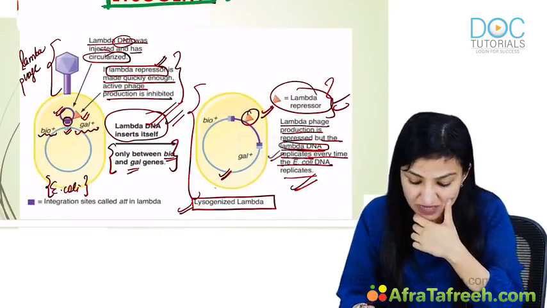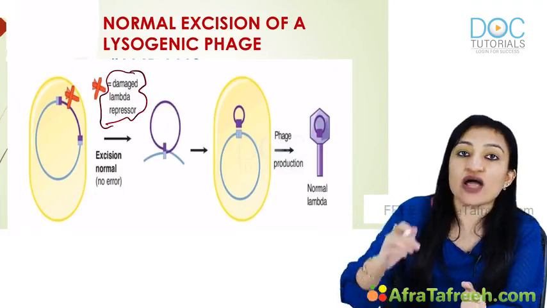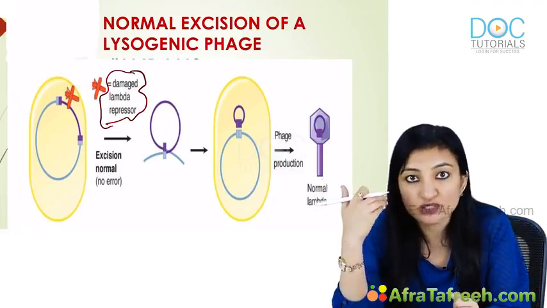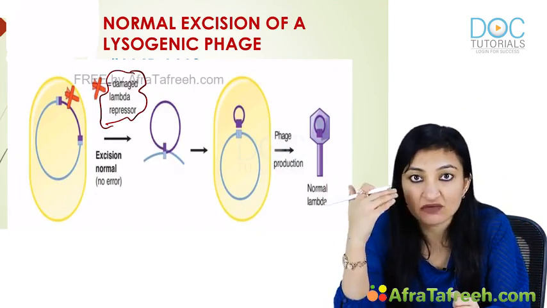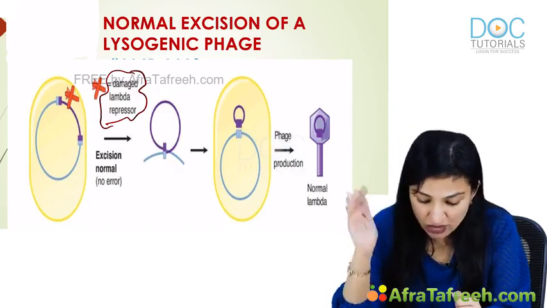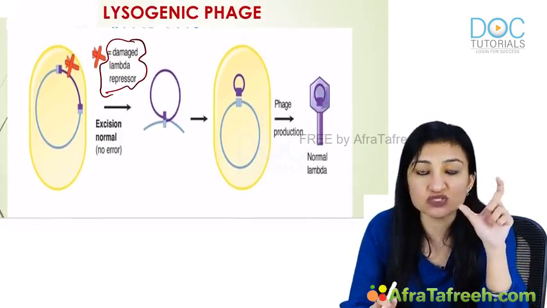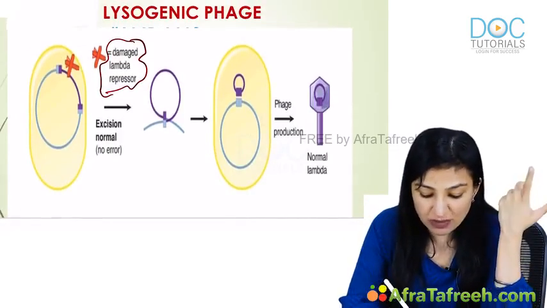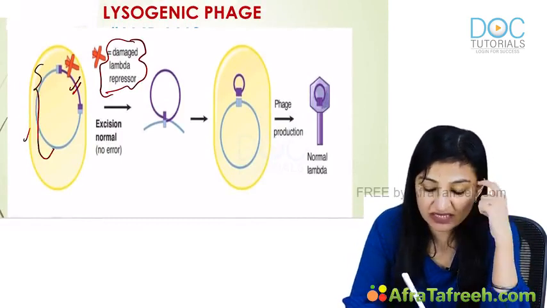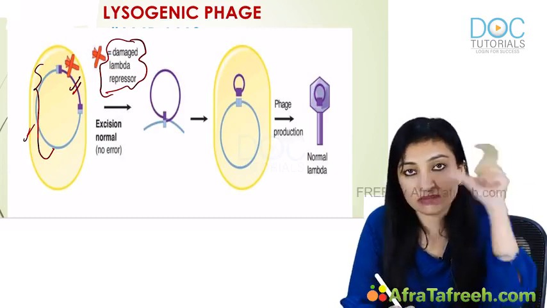Now let us say that the lambda repressor gets damaged. As the name says, lambda repressor, when this repressor is not there, it is not going to repress lambda, so lambda phage multiplication should occur. Now for lambda phage replication to occur, the lambda phage whose genome I have shown in purple color, which had integrated itself into the bacterial chromosome, now has to come out to multiply, right? That is, it has to excise itself.